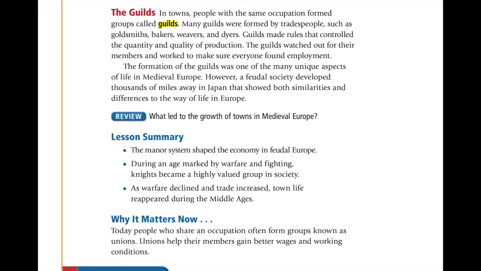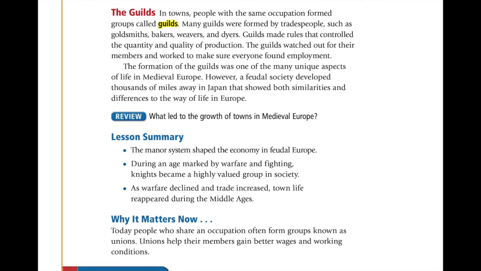The formation of the guilds was one of many unique aspects of life in medieval Europe. However, a feudal society developed thousands of miles away in Japan that showed both similarities and differences to the way of life in Europe. Lesson summary. The manor system shaped the economy in feudal Europe. During an age marked by warfare and fighting, knights became a highly valued group in society. As warfare declined and trade increased, town life reappeared during the Middle Ages.